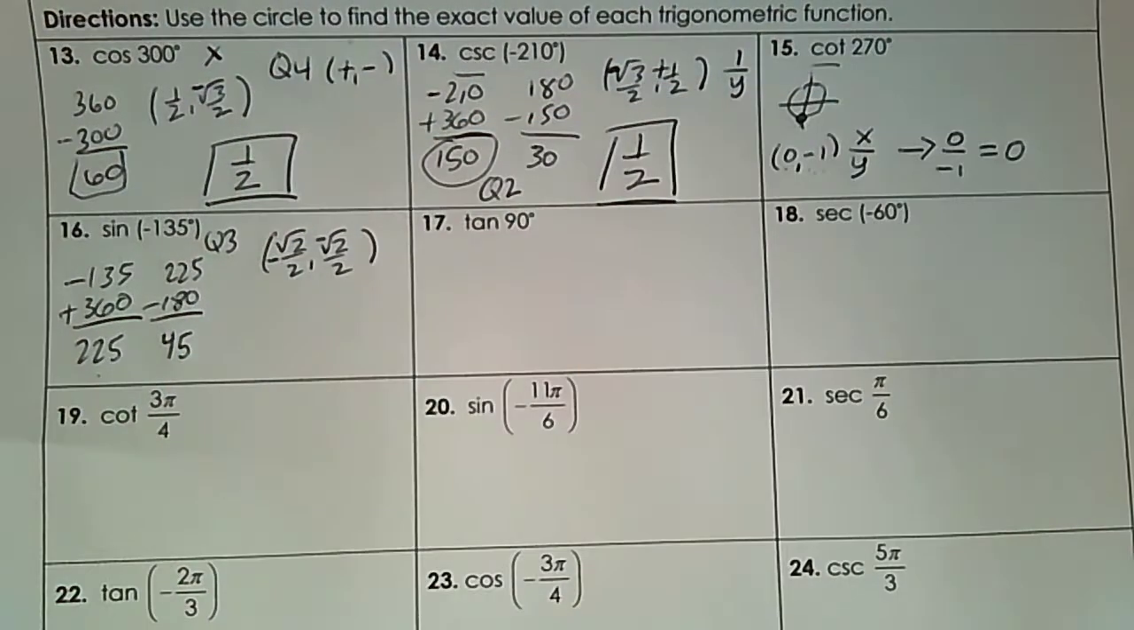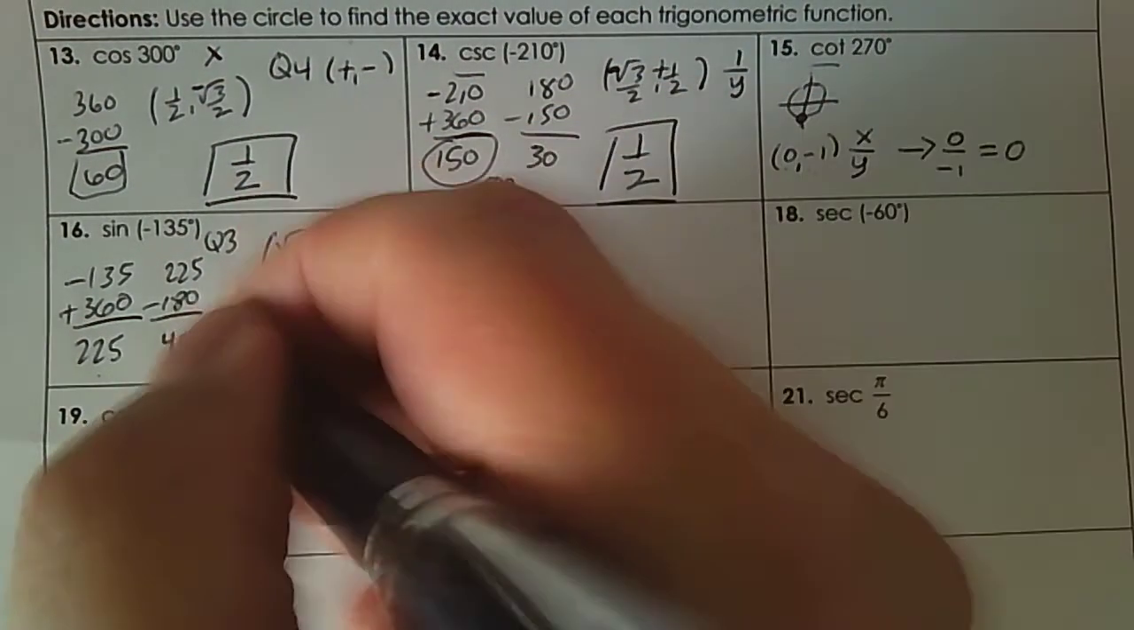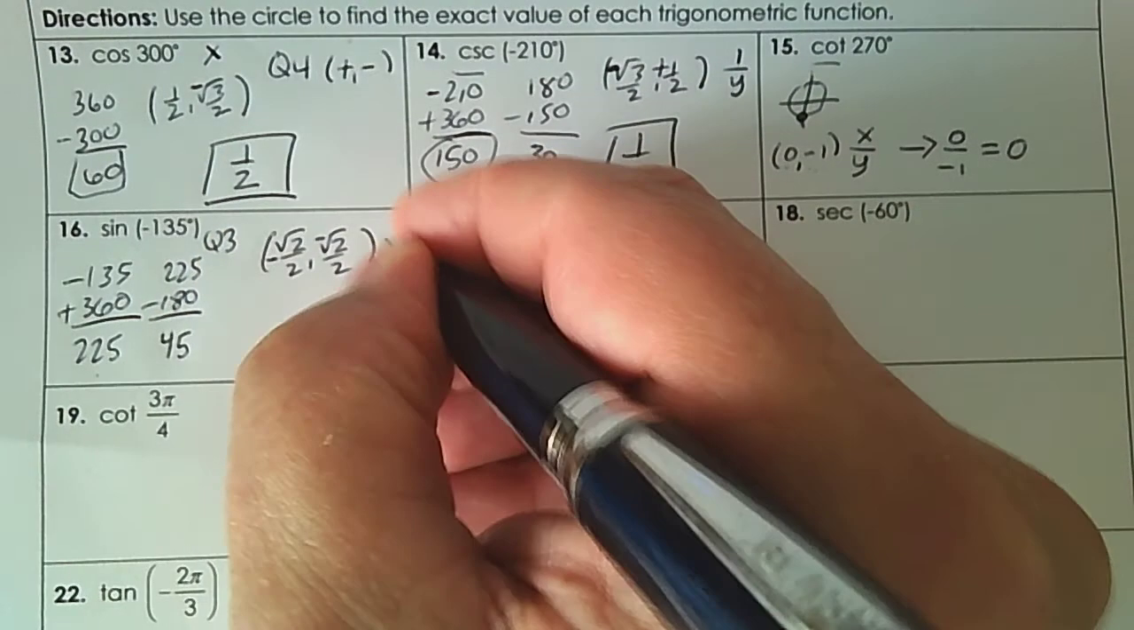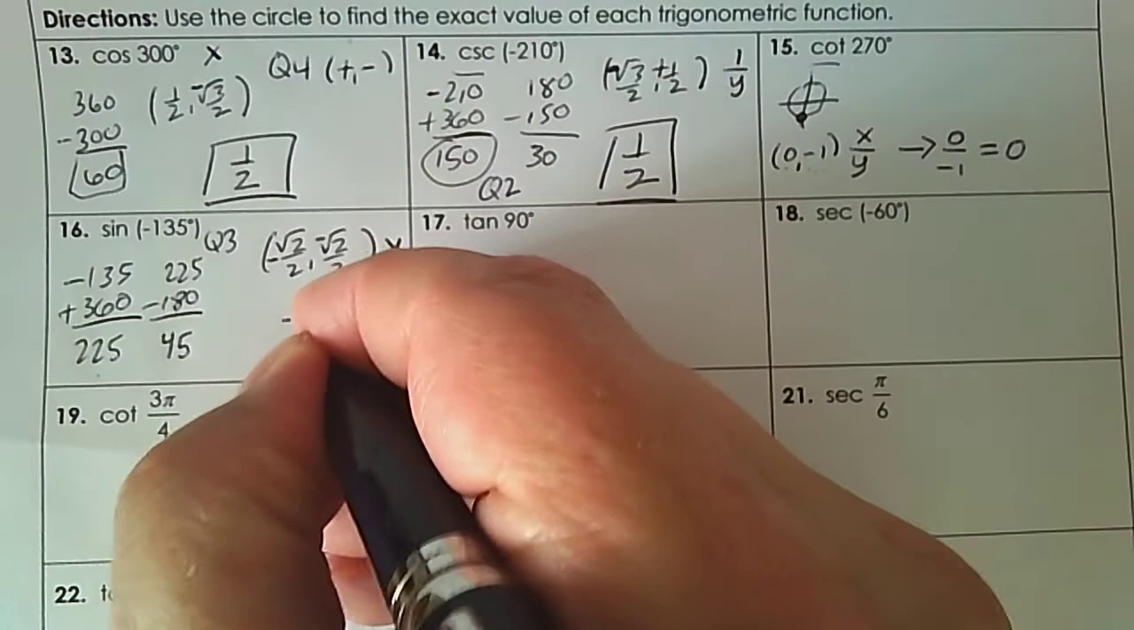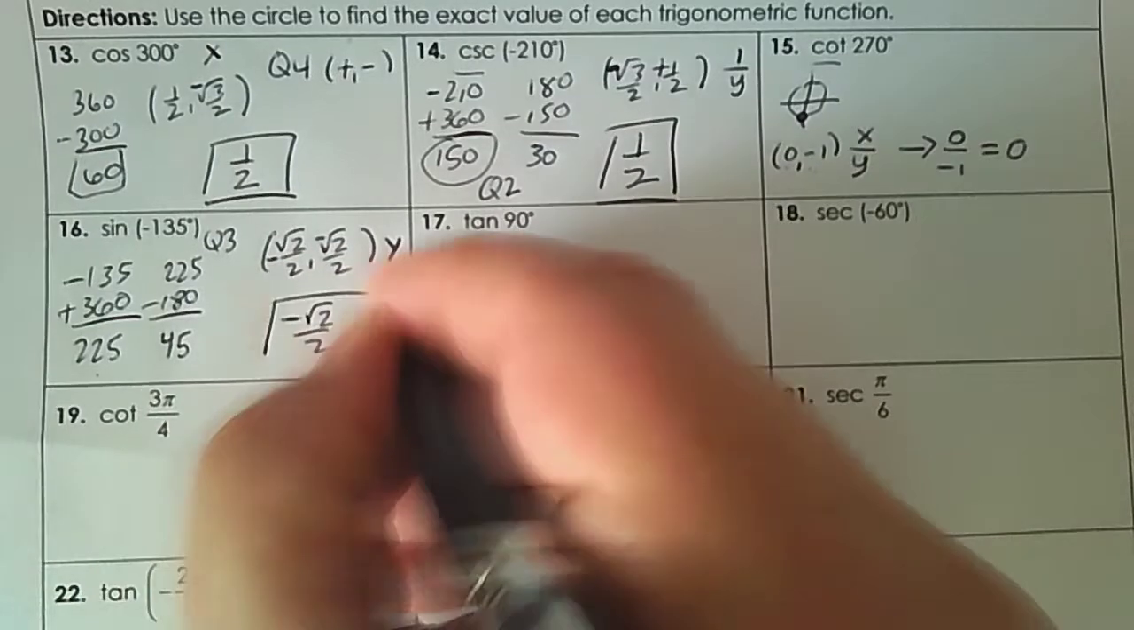All done by memory. Next, sine, what's the definition? Well, sine goes with the y coordinate only. So can you tell me the y coordinate there? That's negative root 2 over 2, and you have the answer.